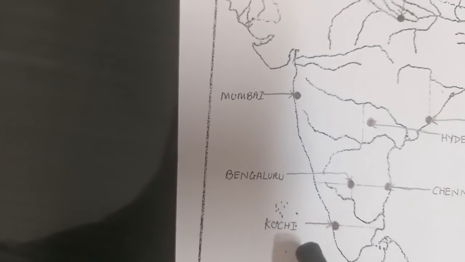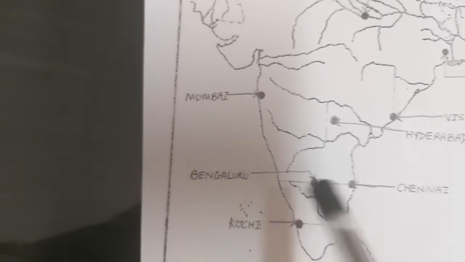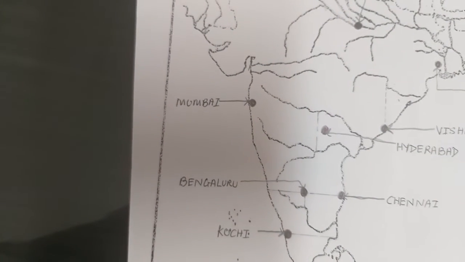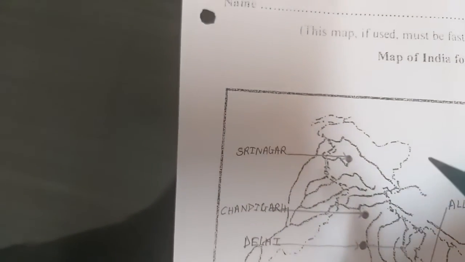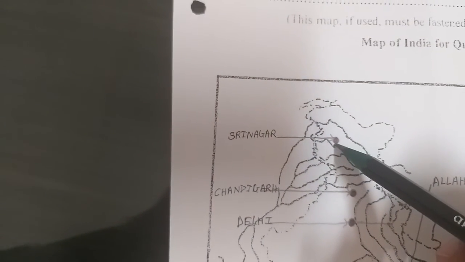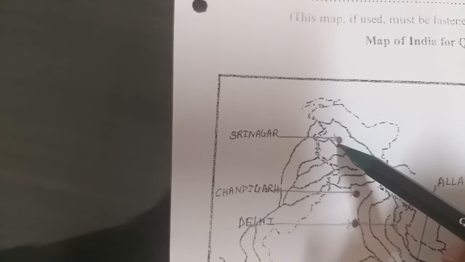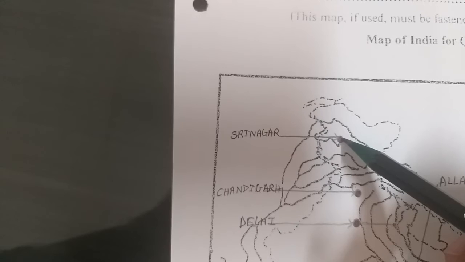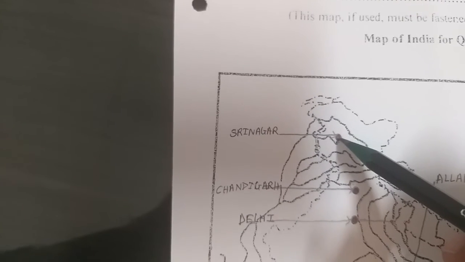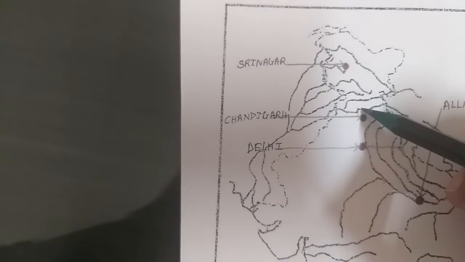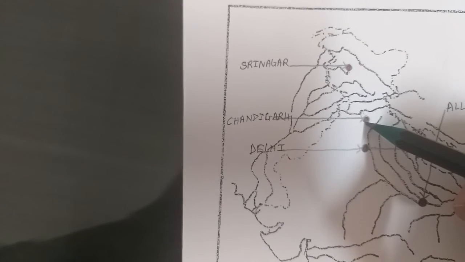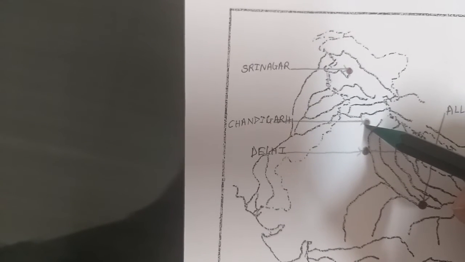So here we have drawn Kochi, Bangalore and Chennai. Right? Now let's see the importance of each city and the clues again. I'll revise the clues again. The starting point of the Jhelum river is the clue where you have to mark the circle for Srinagar, the capital of Jammu and Kashmir. The U-turn of the Satluj river is the clue. Just below that you have to draw the circle. The city, Chandigarh.